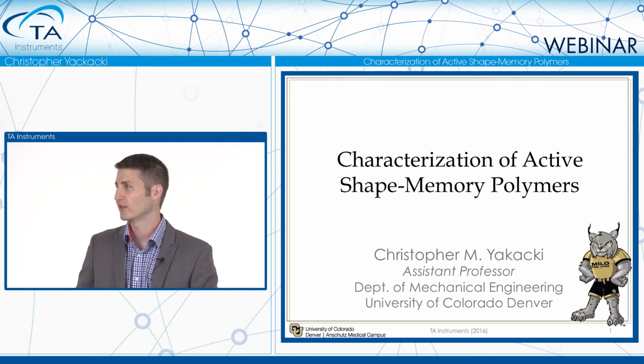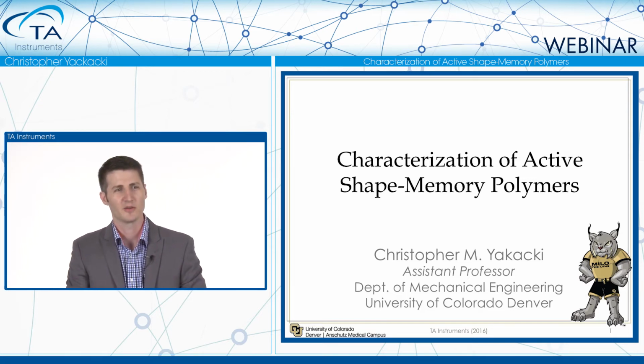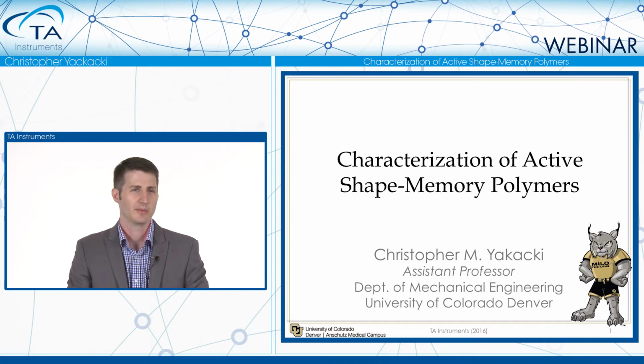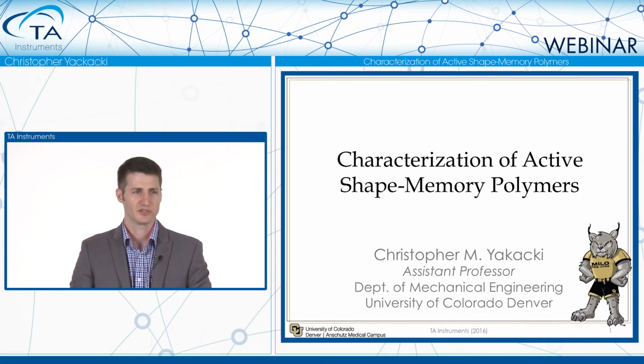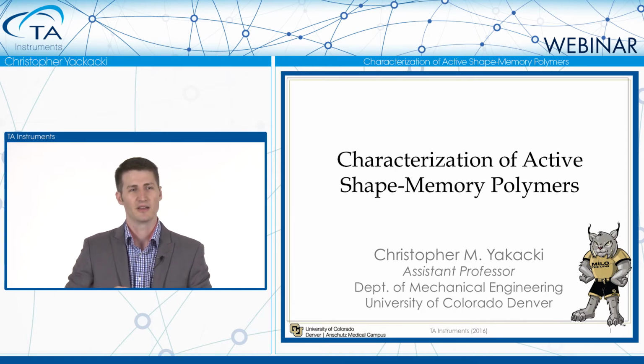Thank you, Jason, for that introduction, and thank you for joining us today. I'm going to be talking about the characterization of shape memory and shape-changing polymers. I researched shape memory polymers for a long time during my PhD, and now as a professor at CU Denver, I've been moving into actuators such as liquid crystalline elastomers, and I'm going to talk about how we can use some of these instruments to characterize that phenomenological effect of changing shape.